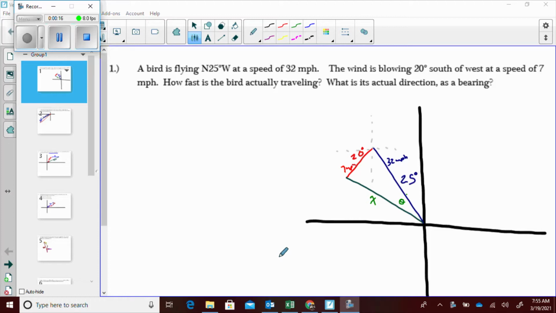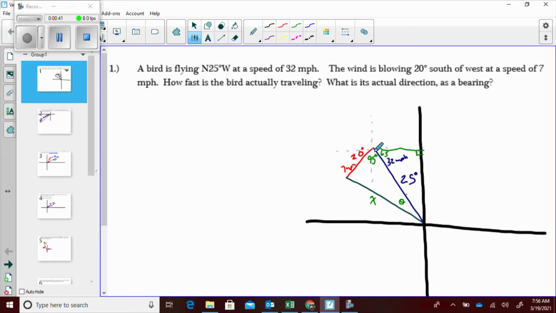Remember, we can make our right triangle there. So that's 25, 65. So I have 20 and 65 is 85. So that makes this right here 95 degrees. Okay. I need to find x.